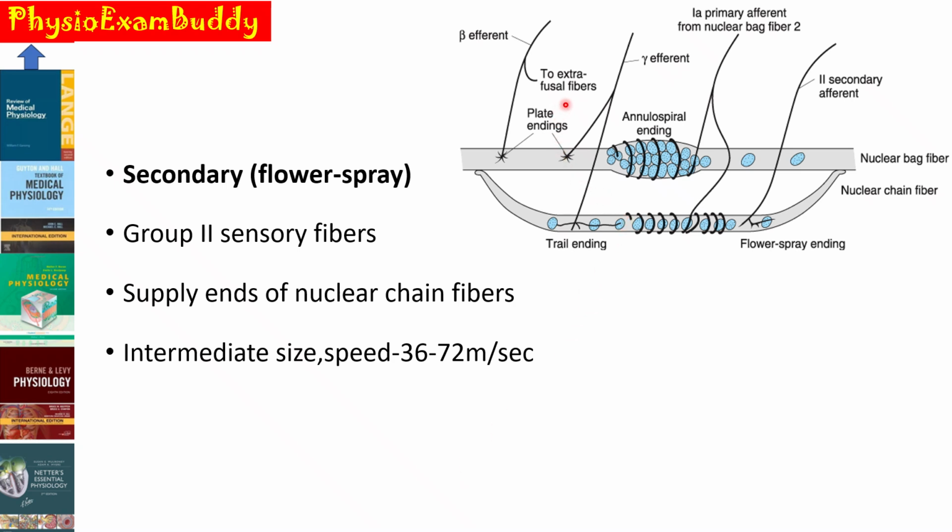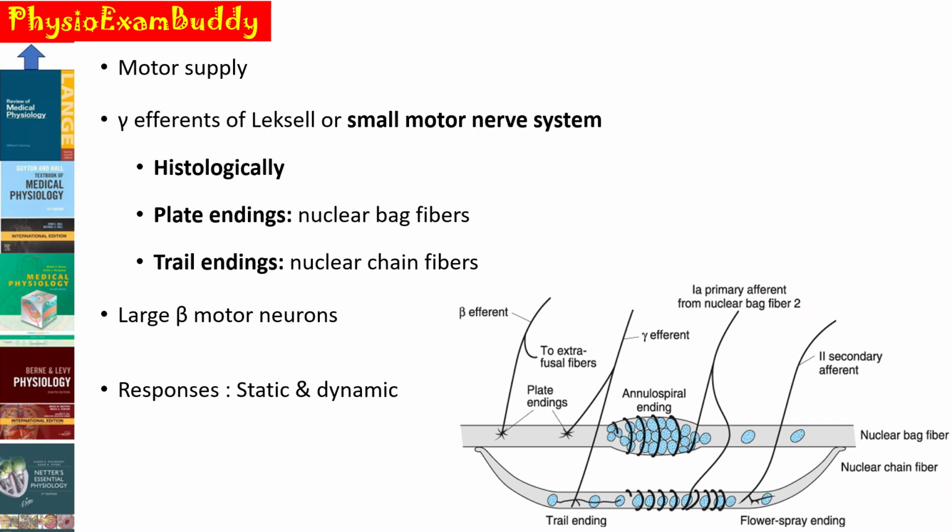Next is about the secondary nerve supply. The secondary sensory supply is basically by the flower spray endings or the secondary endings, and they belong to the group 2 sensory fibers, and they basically supply the ends of these nuclear chain fibers. There are no secondary endings going to the nuclear bag fiber, and they are basically of intermediate size, having a conduction velocity of 36 to 72 meter per second.